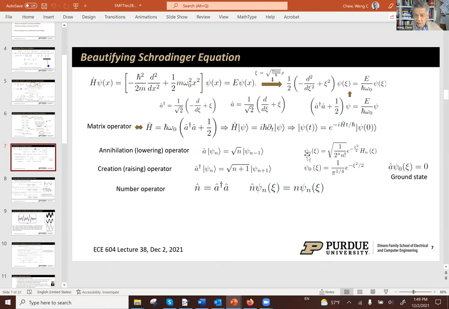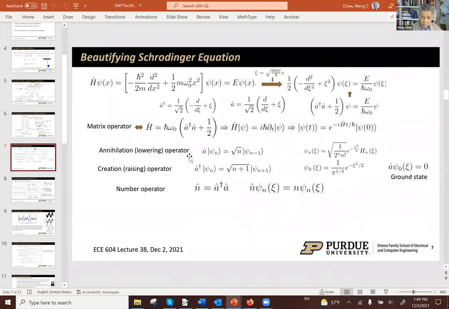You can look at this in closed form; it looks something like this. And we actually did sketches of this for you. And the lowest energy state is this one. Okay, it just looks like a simple Gaussian. And if you do the lowering operator, or the annihilation operator, on the ground state, you always get zero. You can prove this to yourself quite easily by direct substitution.